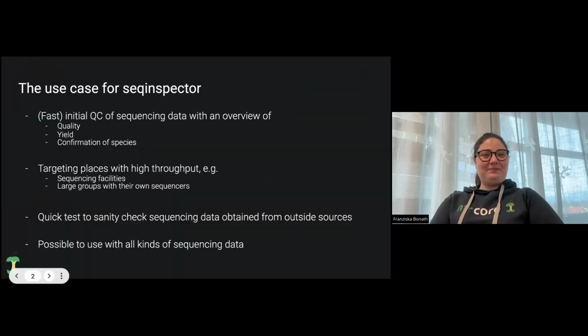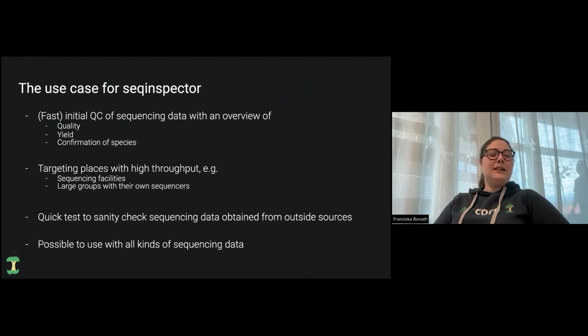So yeah, what is seqinspector used for? It is intended to be a hopefully fast initial QC tool for any kind of sequencing data, which would give you a general overview of, for example, things like the quality of the individual samples, the yields. It should confirm the species that you're working with, but it could also be things like coverage. So anything you can think of that is actually not doing real analysis of the data, but is only a QC.